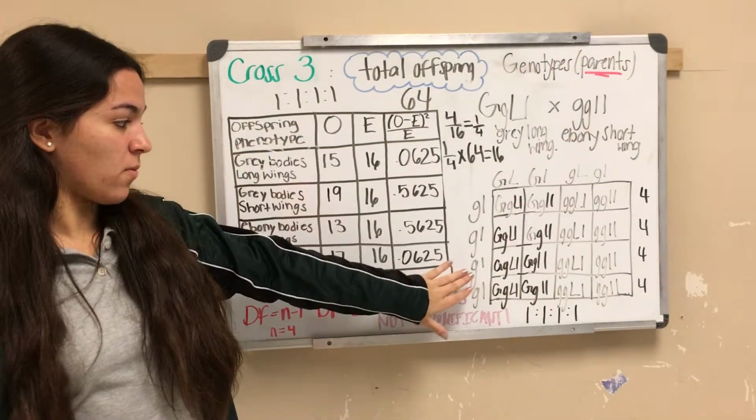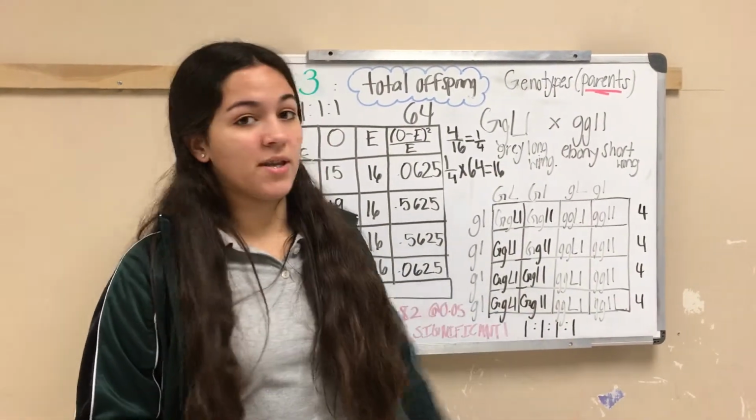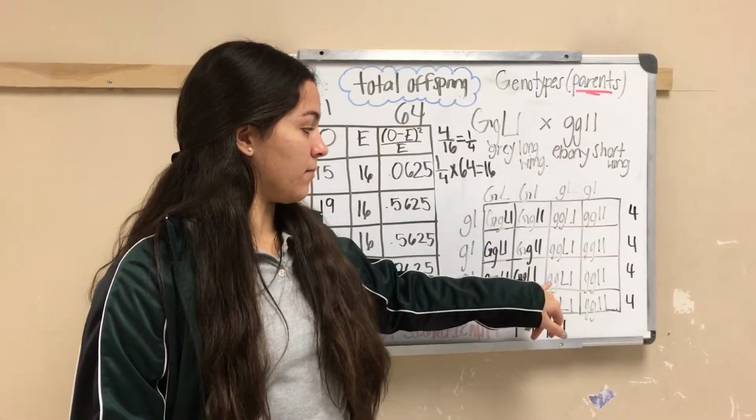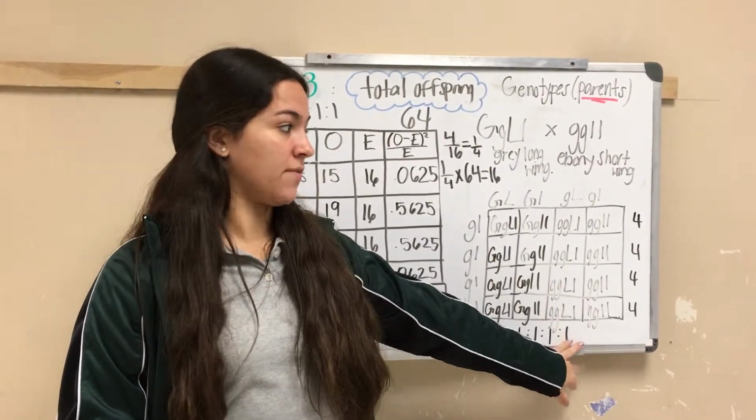When you complete the Punnett square between both, you find out that the ratio is 1 to 1 to 1 to 1, which means that there's a 4 out of 16 possibility for the offspring to be one of the 4 different phenotypes.